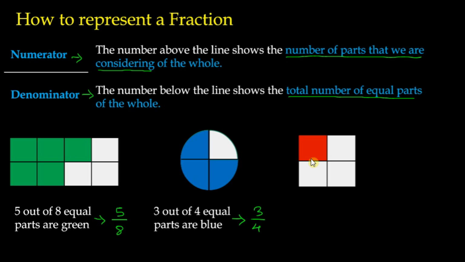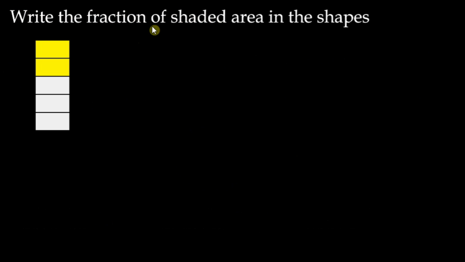Now in the square, 1 out of 4 equal parts is red. So we will write it as 1 over 4, where 1 shows the number of parts that we are considering, that means colored in red, and 4 shows the total number of equal parts of the whole. Let's see some more examples on how to write a fraction. So here we have to write the fraction of the shaded area in the shapes. Now the rectangle here is divided into 5 equal parts, and 2 out of these 5 equal parts are colored in yellow, and we have to write the fraction of the shaded area.